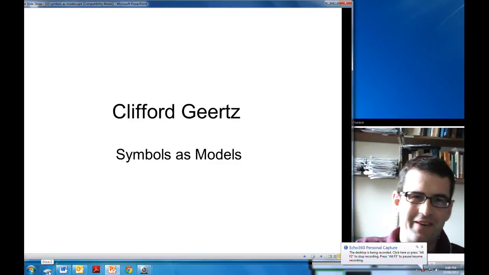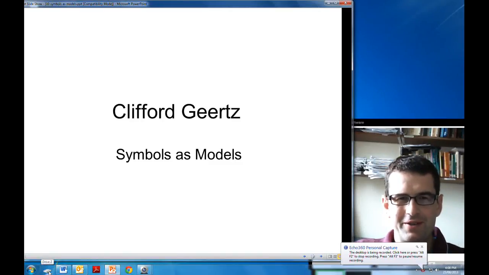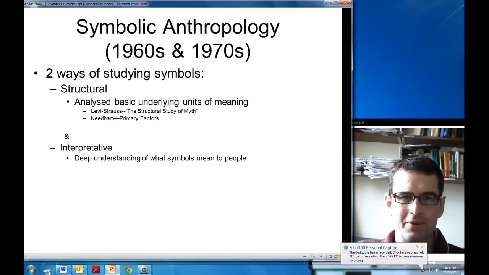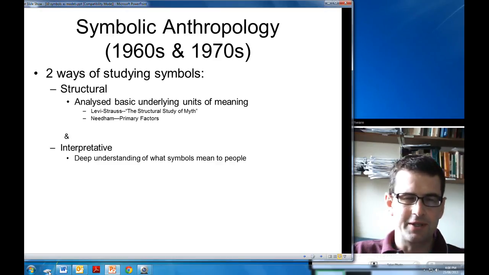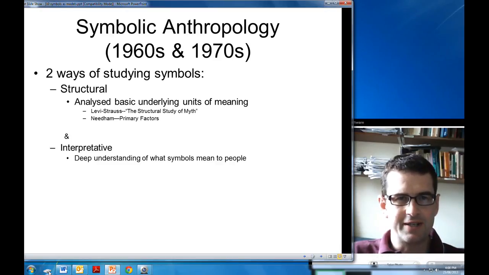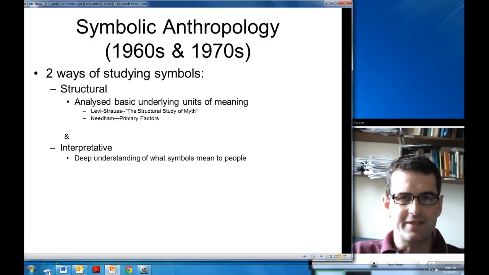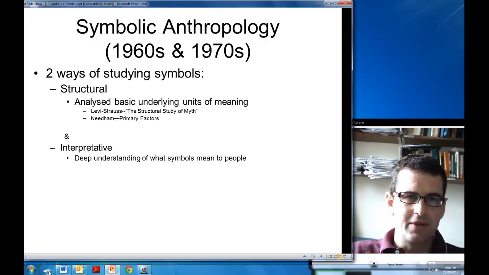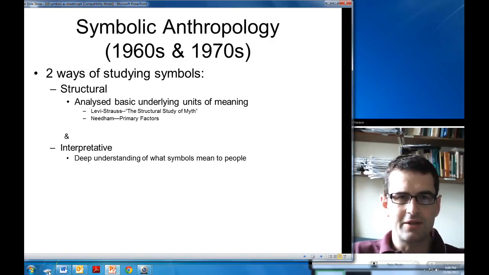Hi, my name's Nick Herriman, and in this lecture I want to explain to you Clifford Geertz's idea of symbols as models. Clifford Geertz belongs to an approach in anthropology we call symbolic anthropology, and this approach predominated in the 1960s and the 1970s. Within symbolic anthropology, there were two ways of studying symbols.